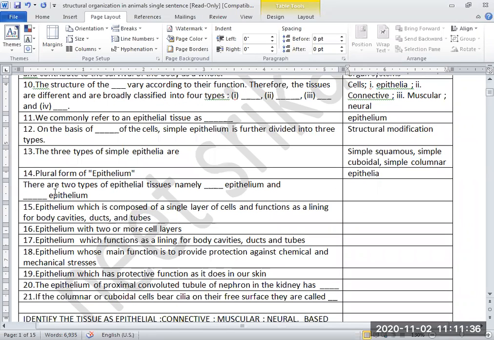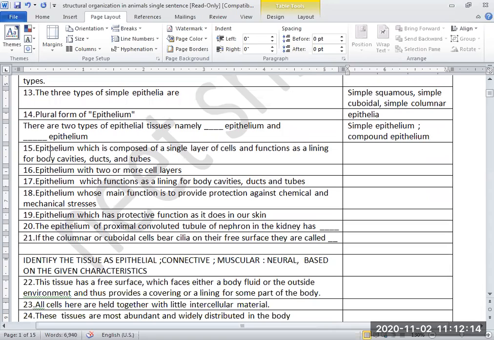Okay, there are 2 types of epithelial tissues. You have to name them: dash epithelium and dash epithelium. Epithelial tissue is classified into simple and compound. Simple epithelium contains only a single layer of cells above the basement membrane, and compound epithelium has 2 or more layers. Simple epithelium and compound epithelium. Compound epithelium is also called stratified epithelium.